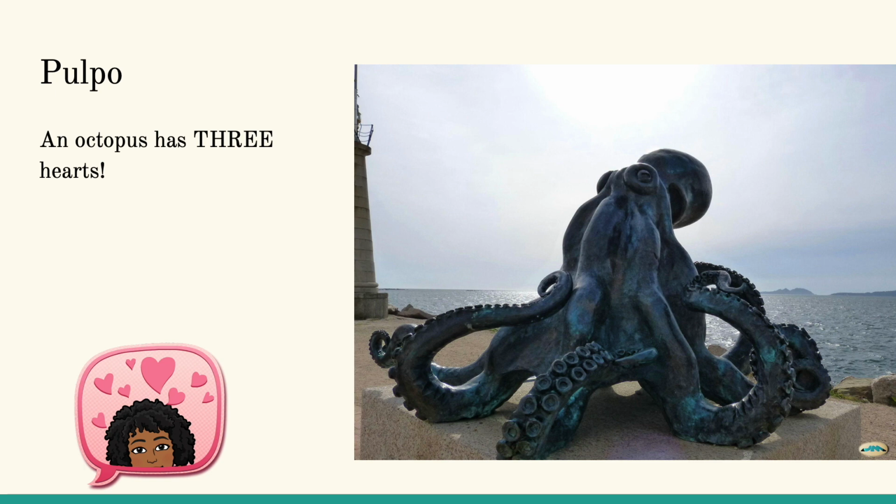An octopus has 3 hearts. We have 1. They've got 3. 3 hearts.